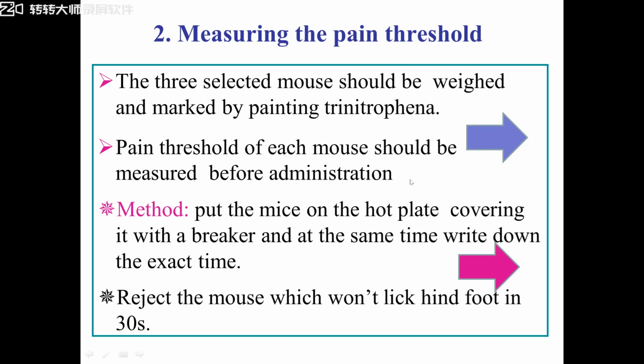So just now we have watched the video. We should take the first, second, and third mouse and test their pain threshold. The method we have known: put the mice onto the hot plate, cover it with a beaker, and at the same time write down the exact time. Reject the mouse which won't lick its hind foot within 30 seconds.